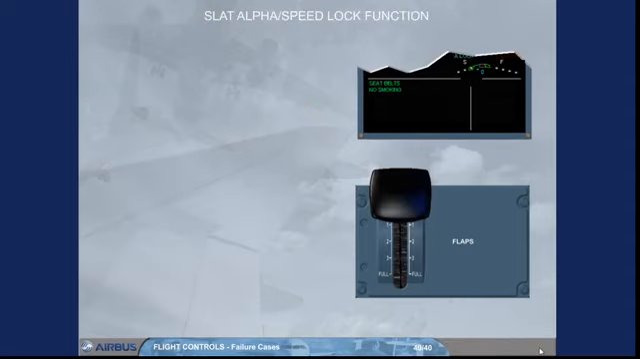The last protection feature is the slats' alpha speed lock function. When the flaps lever is set to 0, this function inhibits slats' retraction in high angle of attack and low speed conditions. It is indicated by an alpha lock pulsing blue on the slat flap indicator of the engine warning display.